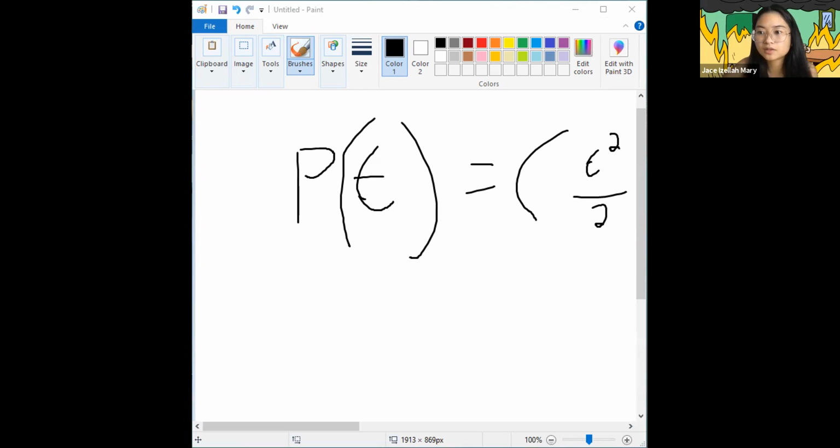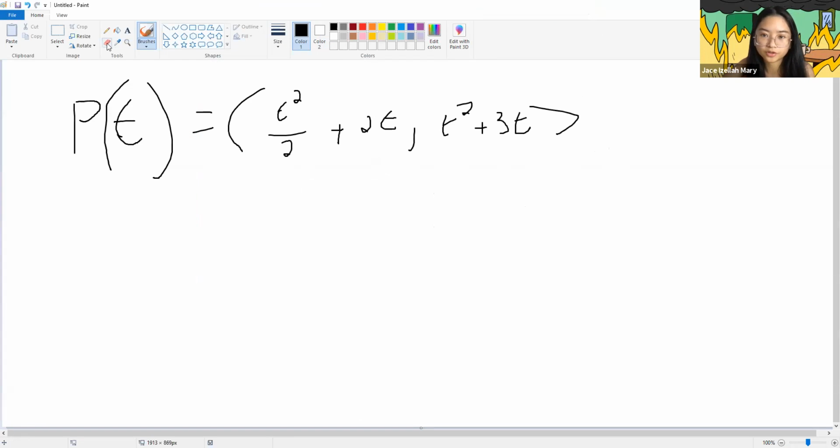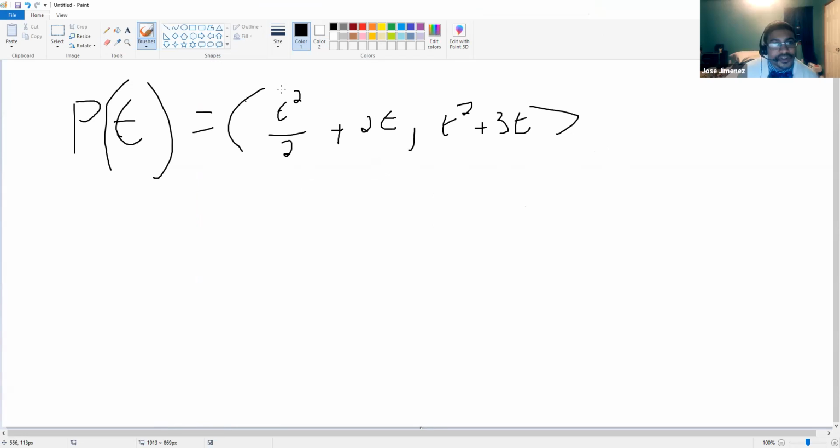Professor, is that supposed to be in like vector notation? With the arrows or? Oh, yes, okay. Yes. Sorry.